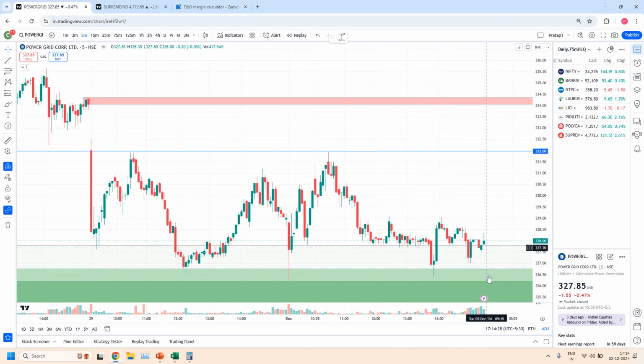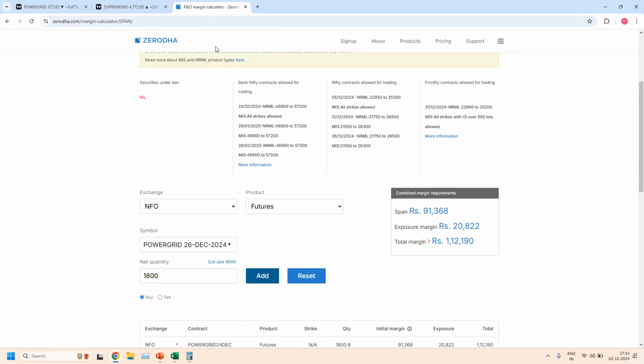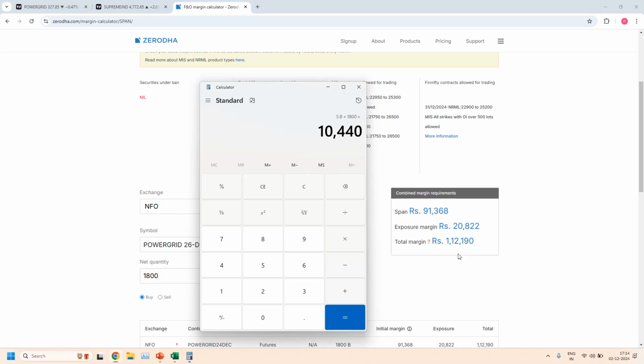The value could have been even less near to this zone, because if the futures price is down, the value will reduce. Definitely the value could have been 1,11,000 and some 800 or 900 rupees approximately. But still I will keep 1,12,000. So 10,440 into 100 divided by 1,12,000, you would have got 9.3% ROI as per one future's margin cost.